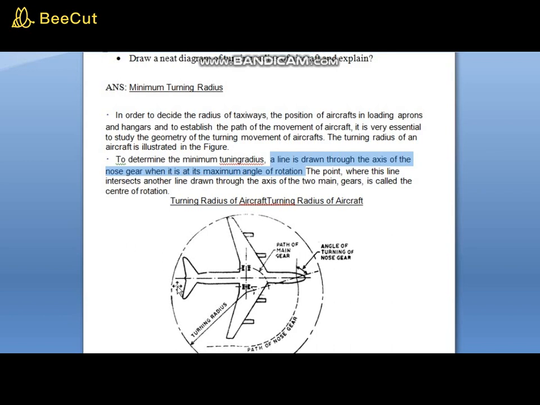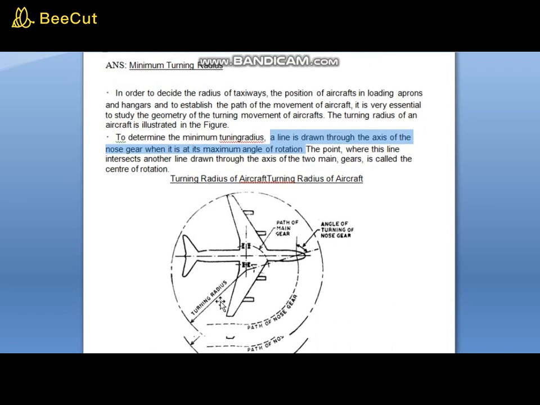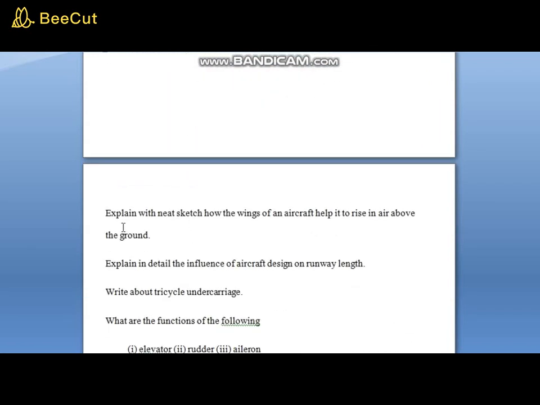Draw a neat diagram of turning radius of an aircraft and explain. This is the answer to the question. We have discussed it in the previous answer. Now let us see the next question.